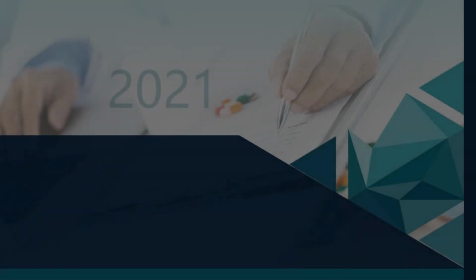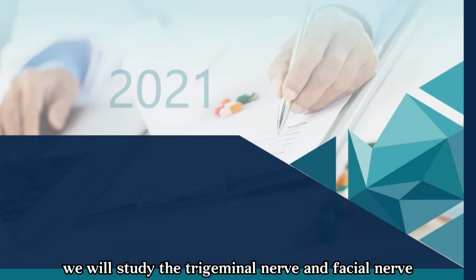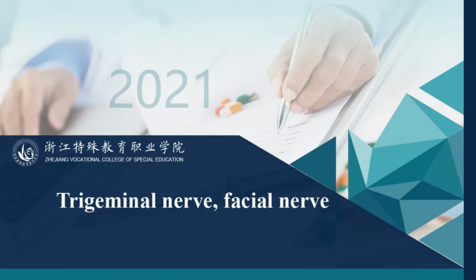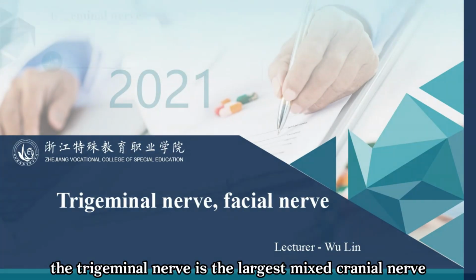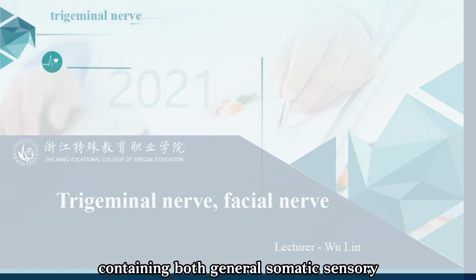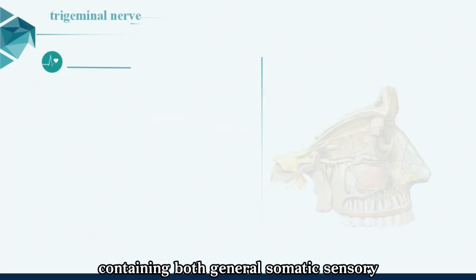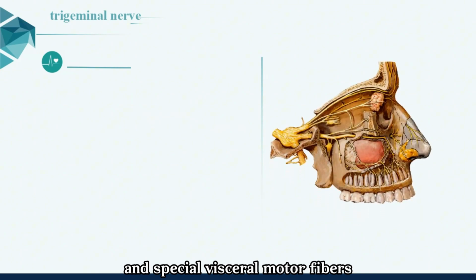Classmates, today we will study the trigeminal nerve and facial nerve. The trigeminal nerve is the largest mixed cranial nerve, containing both general somatic sensory and special visceral motor fibers.